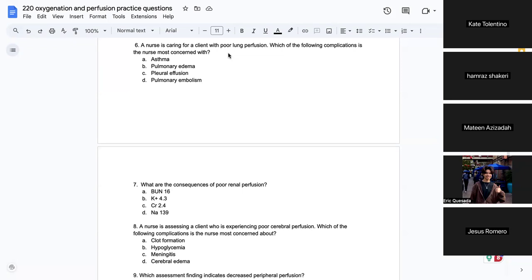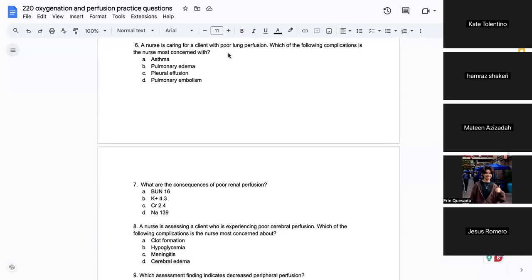But for six, with pulmonary edema, okay, let's start off by thinking about the fluid and electrolyte lecture. So when you think of perfusion, you're also thinking about how fluids are being pushed.